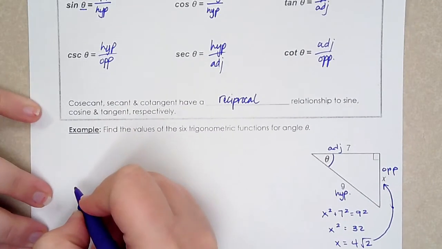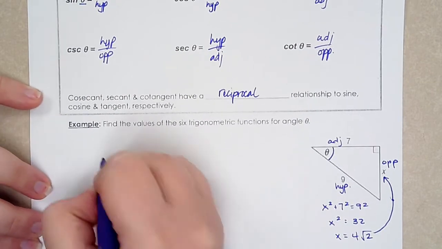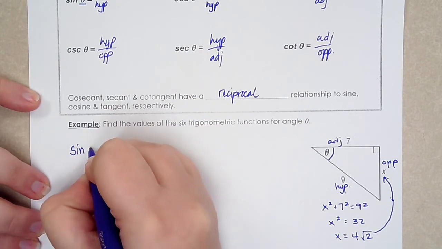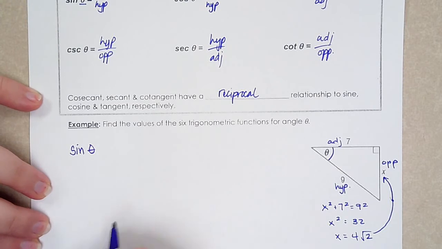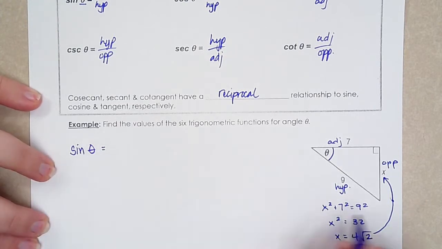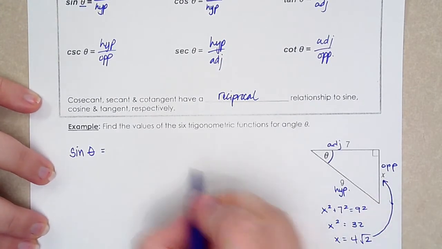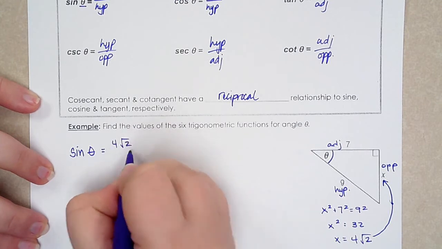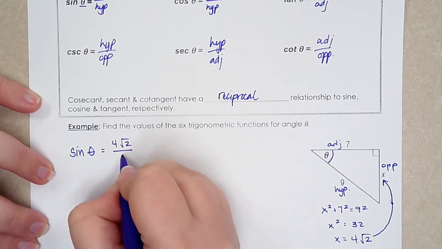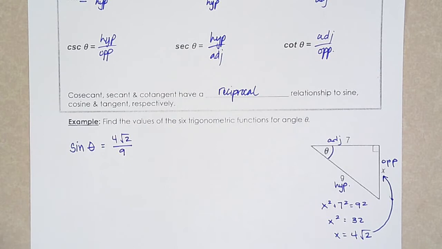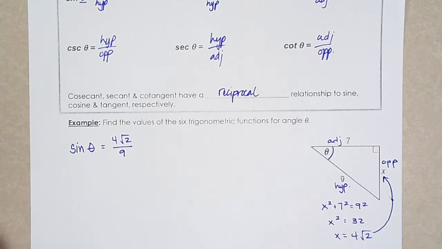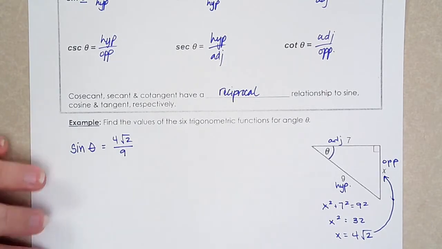As I said up above, sine is opposite over hypotenuse. Sine theta, notice we're being specific, is opposite, that was that 4 root 2, divided by hypotenuse, which is 9. Now, I don't want a decimal here. I always want to be exact with my trigonometric values, so go ahead and leave it as a fraction unless you can reduce it.